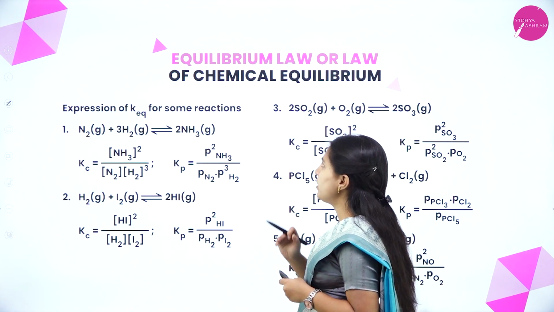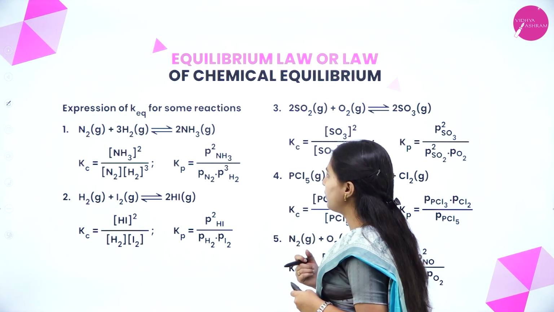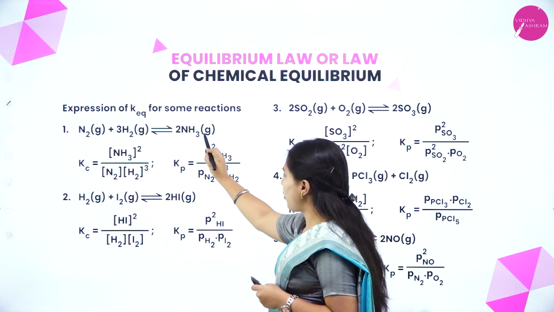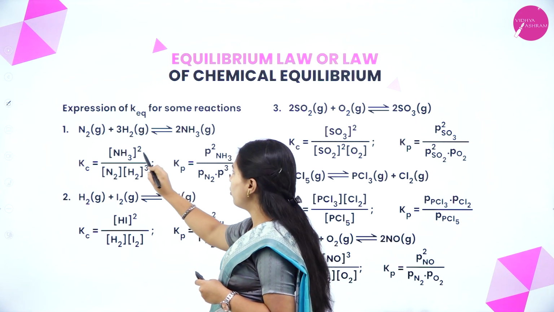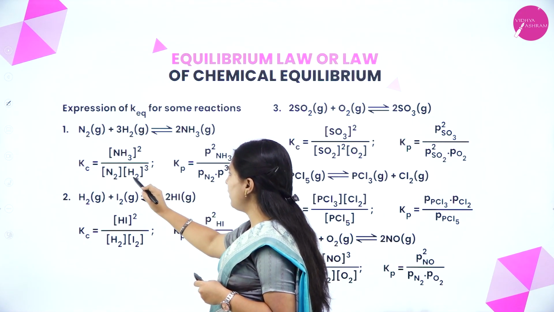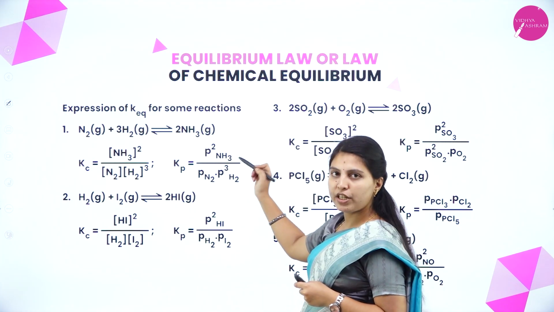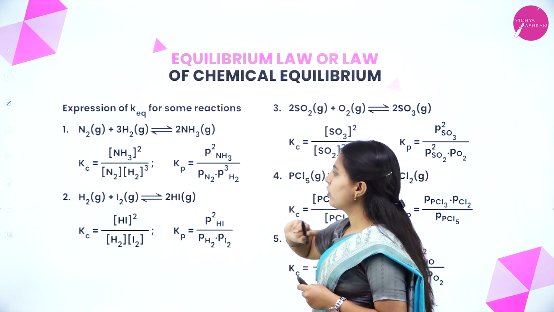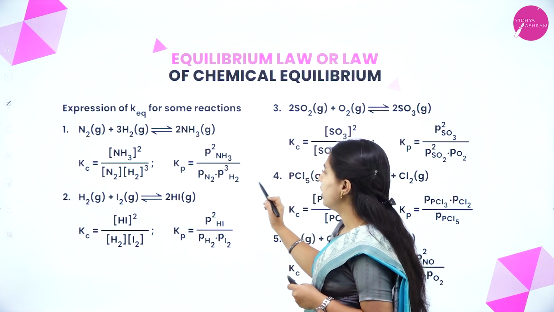See here, expressions of equilibrium constant for some reactions. This is nitrogen and hydrogen giving ammonia. This is the product, right? Molar concentration we are analyzing, so forward reaction by backward reaction. Here also by partial pressure, forward reaction by backward: concentration of product by concentration of reactant, and here partial pressure of product by partial pressure of reactant.